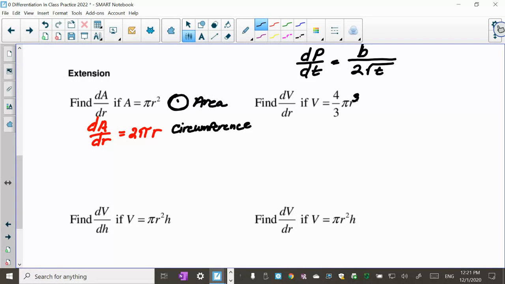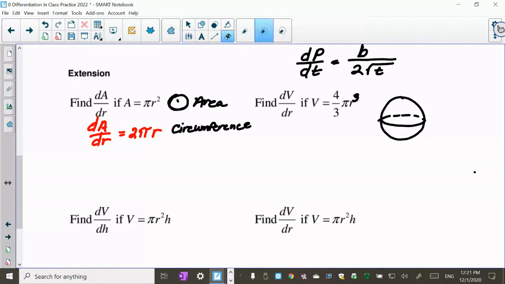Then we did dV/dr of the volume, which is 4/3 pi r cubed. So this is actually the volume of a sphere. So here's a sphere, a ball, if you will. And I said, okay, what is the derivative of the volume with respect to the radius? And it's already kind of set up for me.